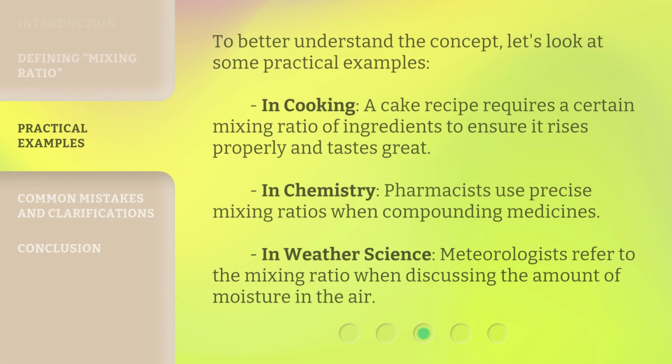To better understand the concept, let's look at some practical examples. In cooking, a cake recipe requires a certain mixing ratio of ingredients to ensure it rises properly and tastes great. In chemistry, pharmacists use precise mixing ratios when compounding medicines. In weather science, meteorologists refer to the mixing ratio when discussing the amount of moisture in the air.